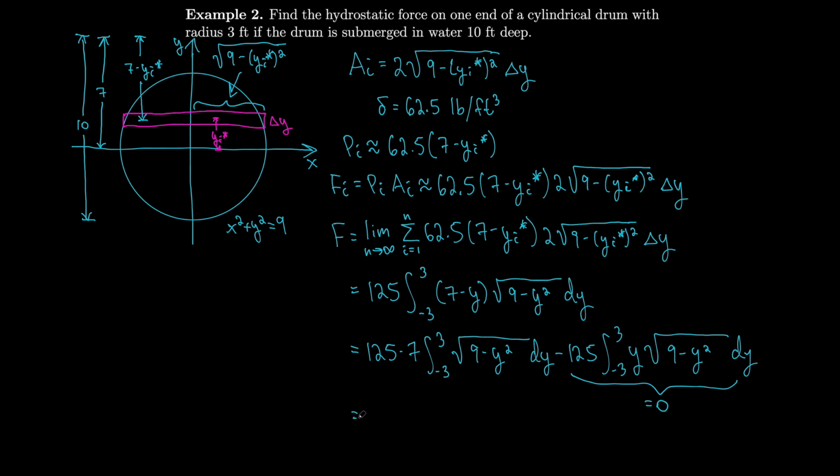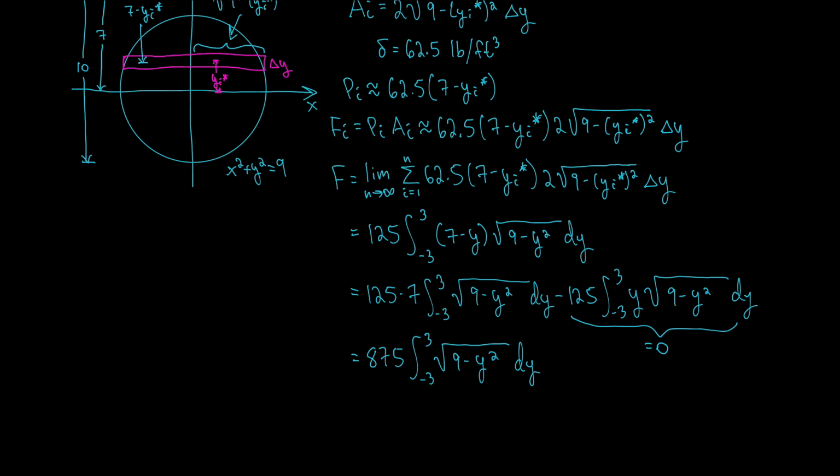So how about I write that out? 125 times 7 is 875, and this is the only integral I have to evaluate. If you wanted to, you could do a trig substitution here, but I think it's a little bit easier if you just think about what you're integrating over.